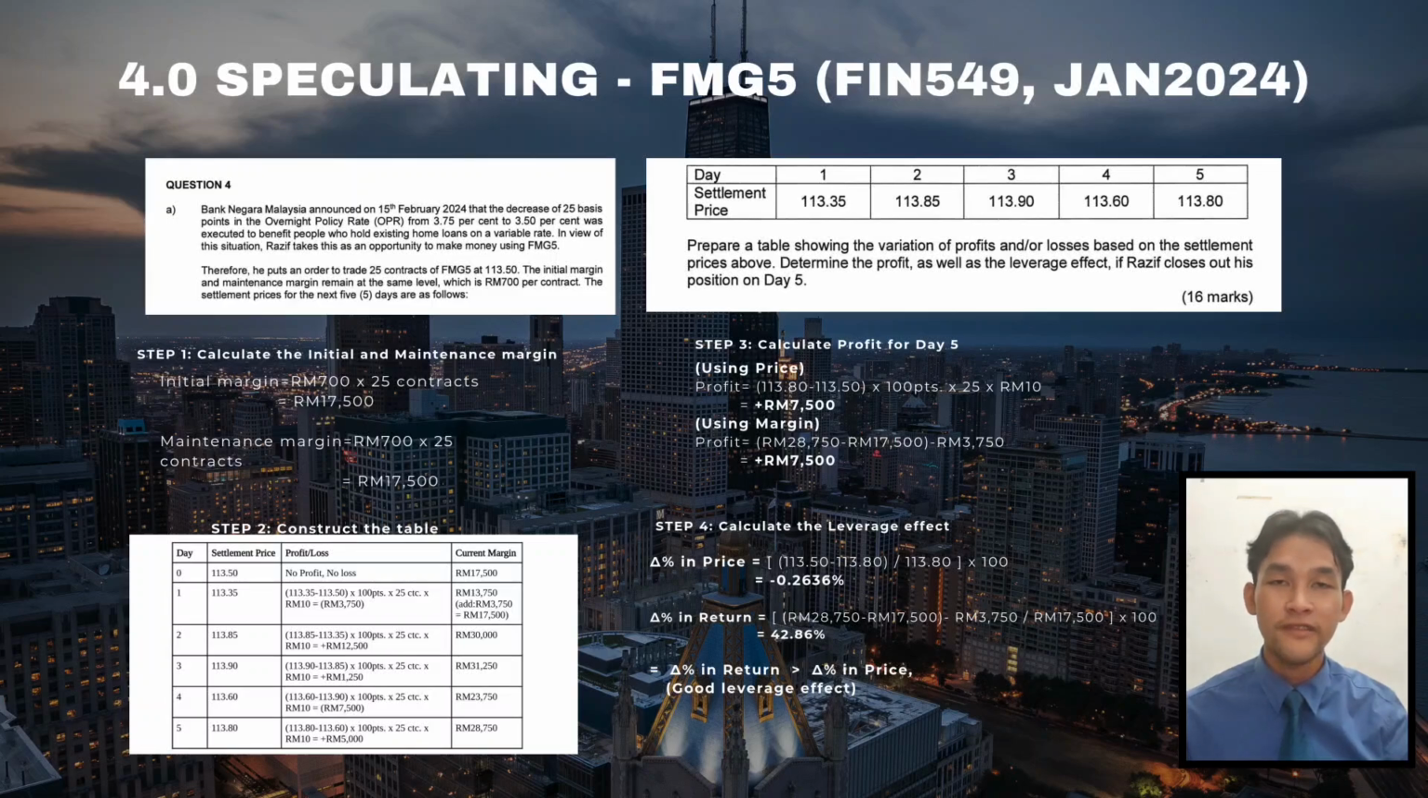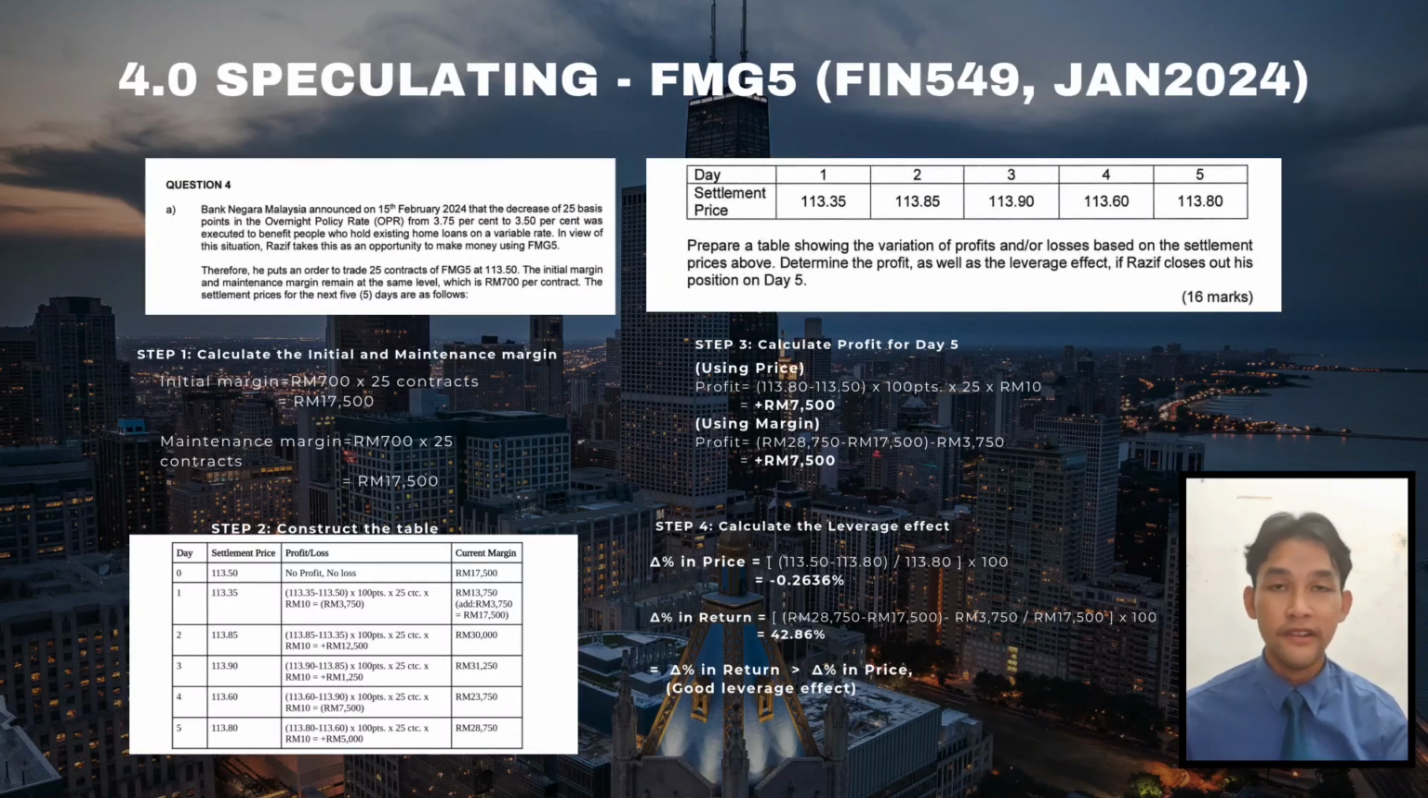So first of all, for the first step, we must calculate the initial margin and maintenance margin. But before that, we must determine the number of contracts. So we get 25 contracts, and we also have the spot price. So we just calculate the initial margin and maintenance margin.